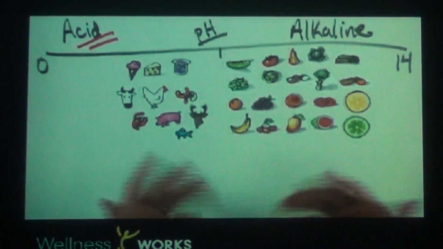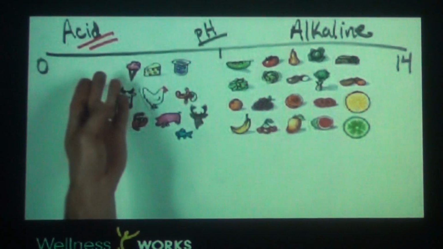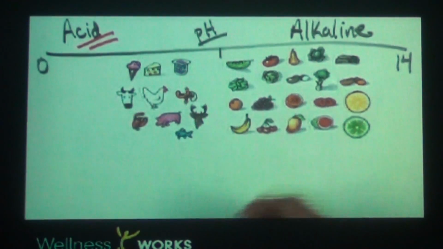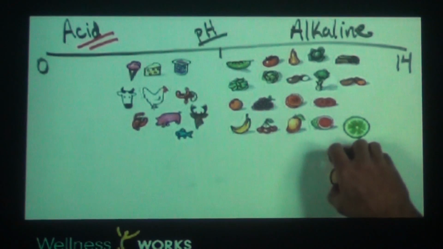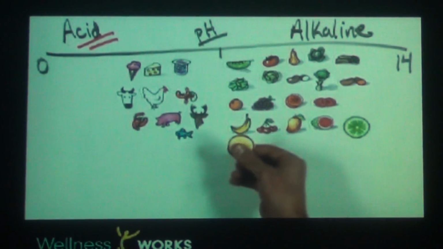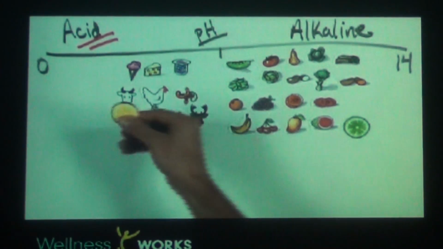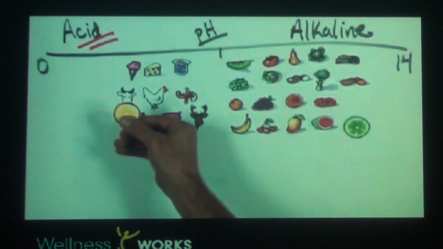I know you're thinking we got this wrong. Lemons and limes are acidic, right? Well, the classification of whether a food or beverage is acidic or alkaline is based on the effect it has on the body after digestion. For example, lemons are extremely acidic in their undigested form.